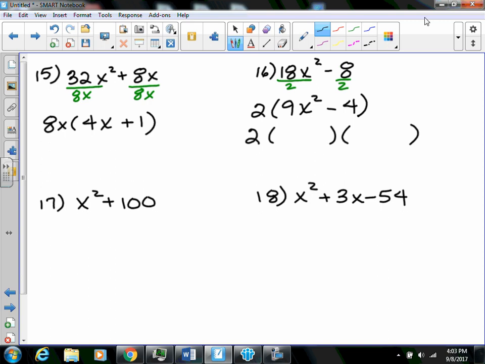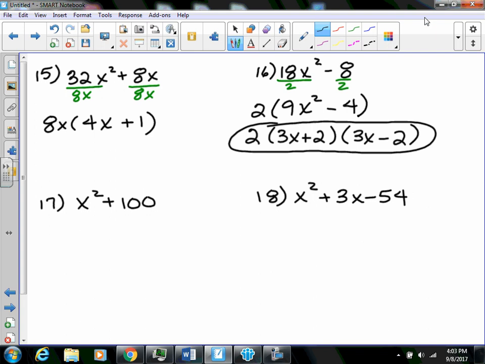And then the square root of the first term will be 3x. That goes here and here. The square root of your second term is 2. That goes here and here. And because this is a minus, remember you're going to have two different signs. One is a plus, one is a minus. So your answer would be 2 times 3x plus 2 times 3x minus 2.